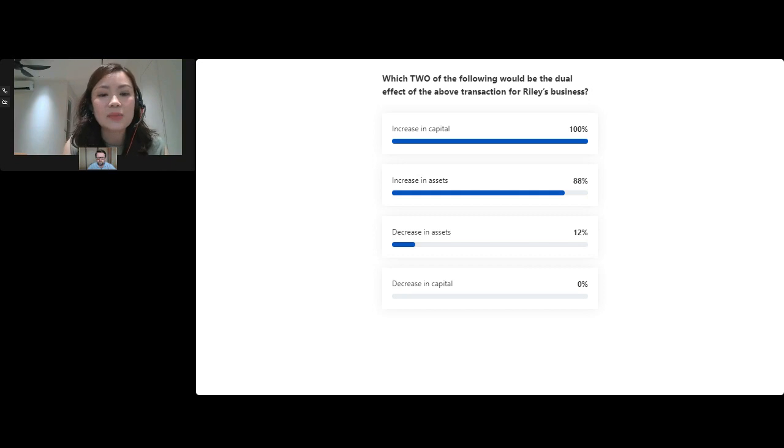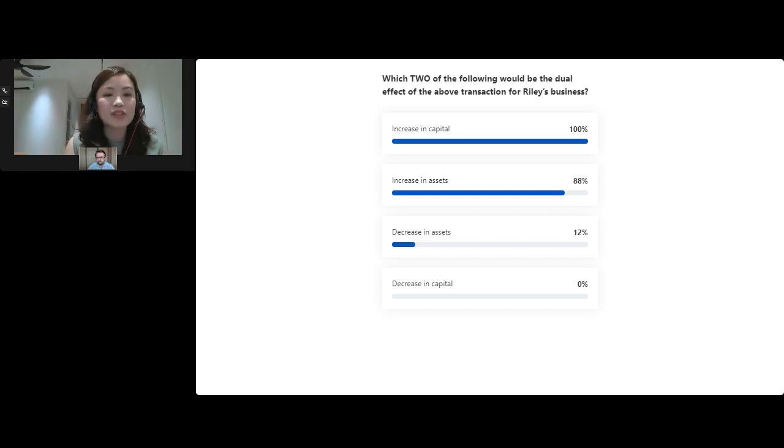Let me explain to you why the answer is the first and the third one. Pumping capital into the business brings the double entry of debit cash, credit capital. As capital has increased, then that has to be credited. And of course, when we debit cash, that refers to the increase in cash.